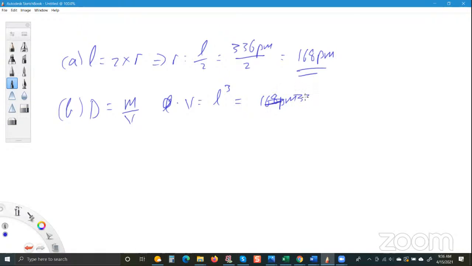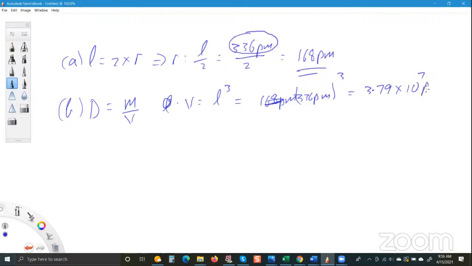So that will be equal to 336 picometers raised to the third power, right? Because that's the length of one edge of the unit cell. So let me see here. According to my calculation, this would be equal to 3.79 times 10 to the 7 picometers cubed.